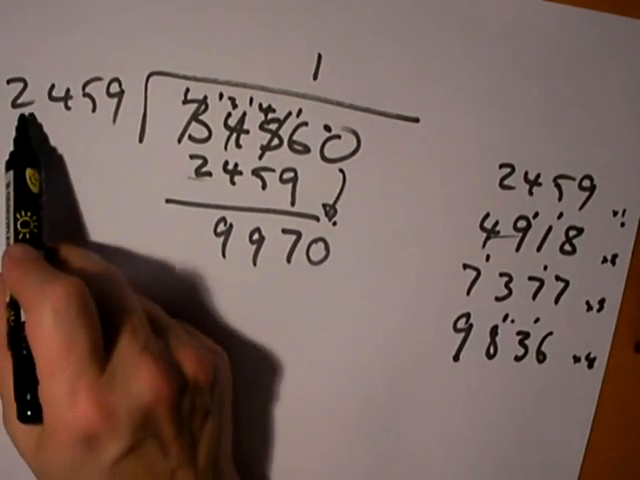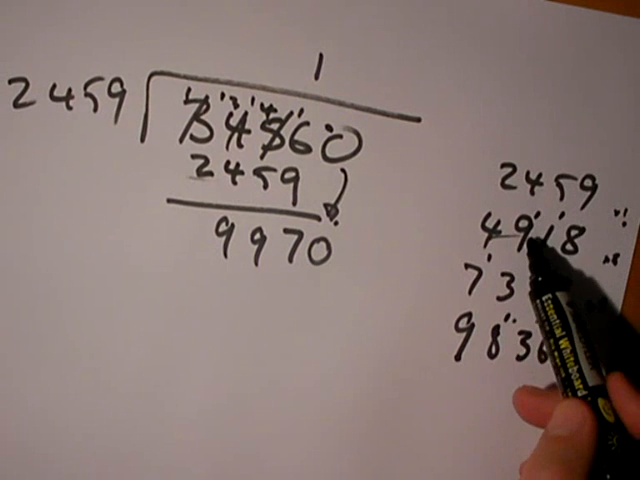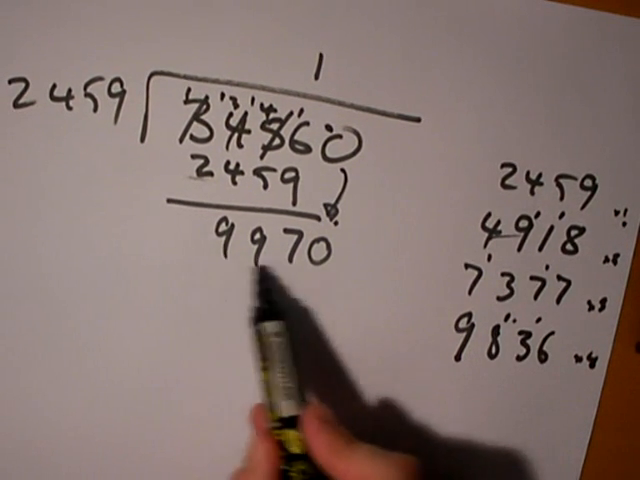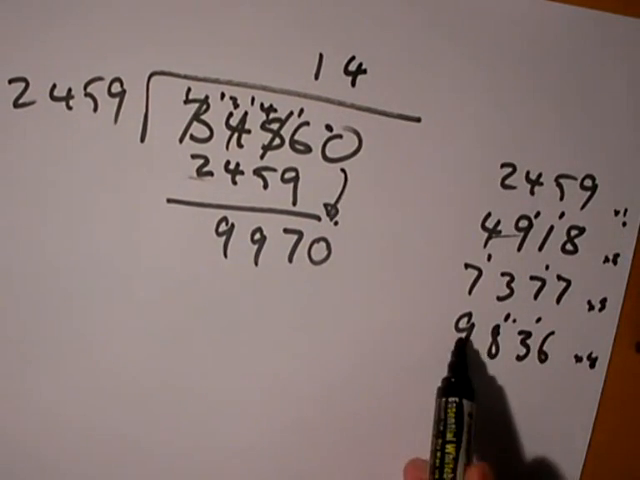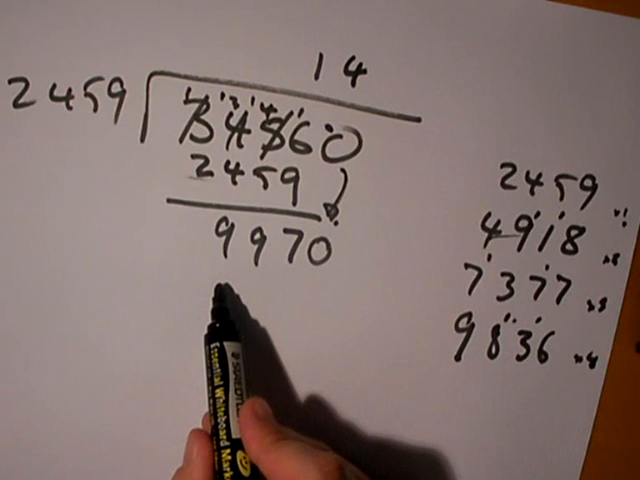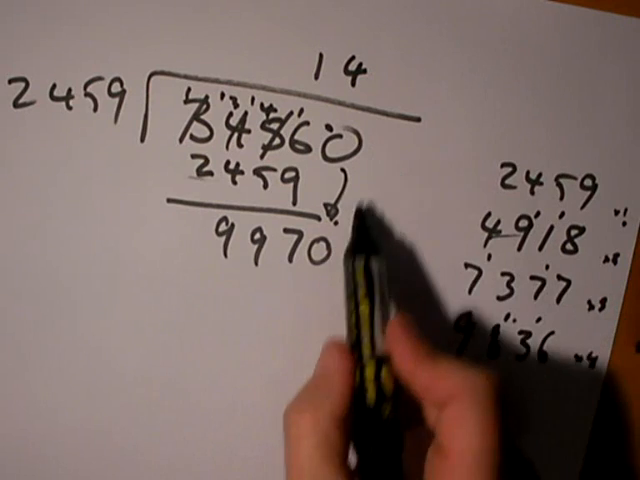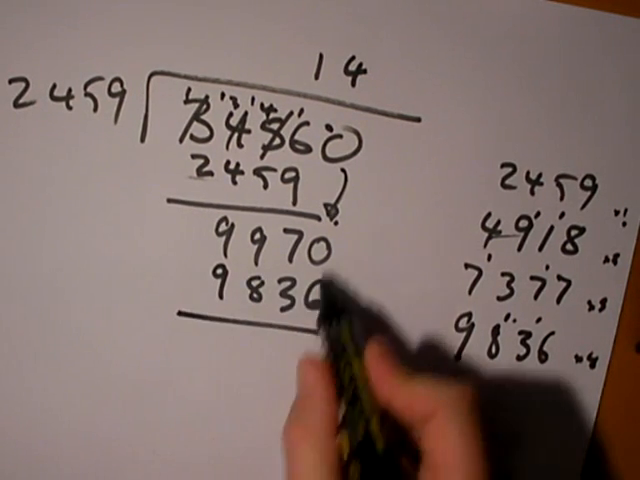Okay, how many 2459s go into 9970? Well, 2,000, 4,000, 7,000, 9,000. If I go beyond that, it's going to go far too big. It's clearly going to be 4. So 4 go into 9970. Alright, but I need to work out my remainder. And again, rather than trying to work it out to the side, the traditional way is to pop this number underneath, 9836, and to do a subtraction.